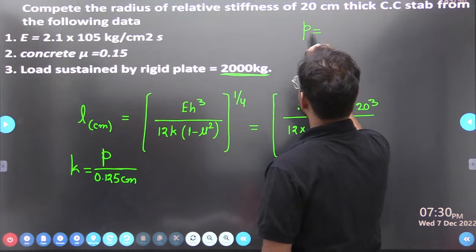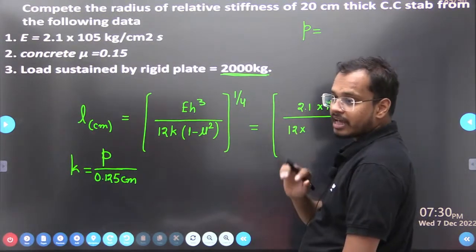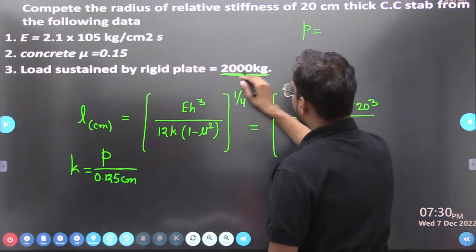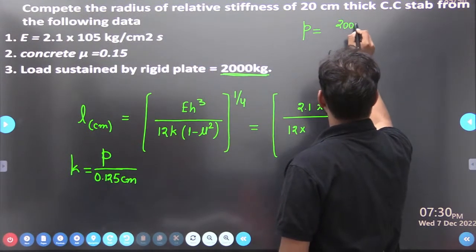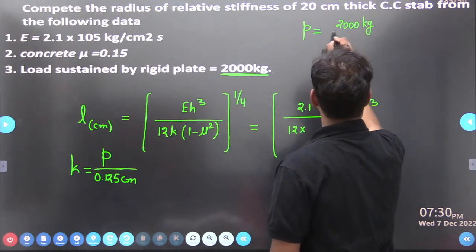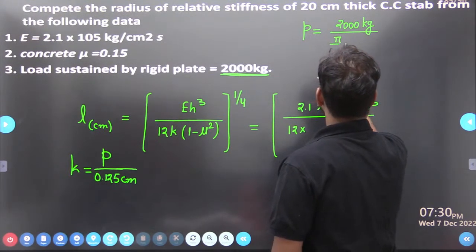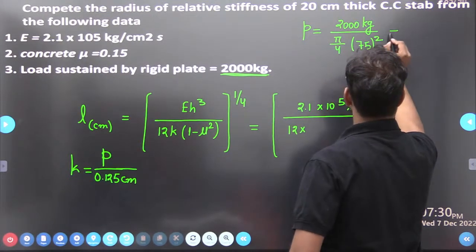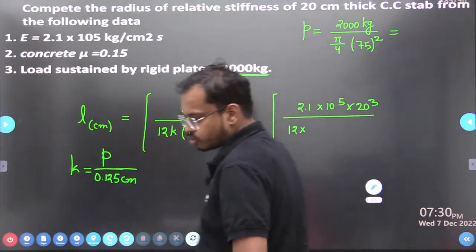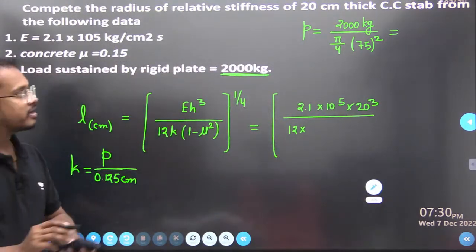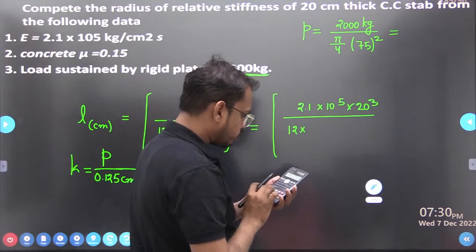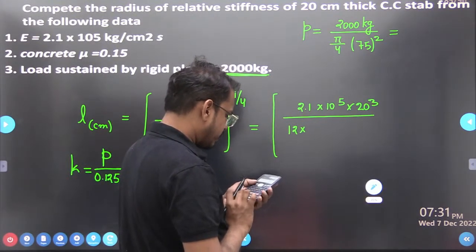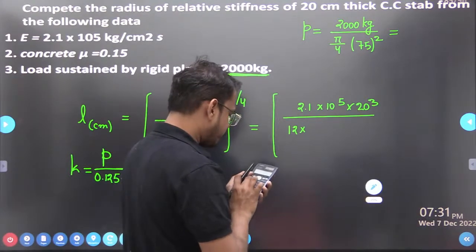Always we use 75 centimeter diameter plate. So load is equal to 2000 kilogram, dividing by the area. What is the area? Area is pi by 4 multiplied by d square, that means 75 square. Now you can calculate the value of pressure or stress. So pressure is equal to 2000 multiplied by 4 dividing by pi multiplied by 75 square.